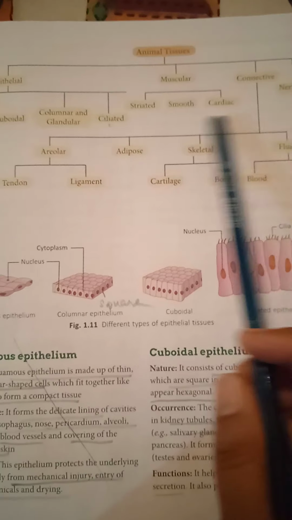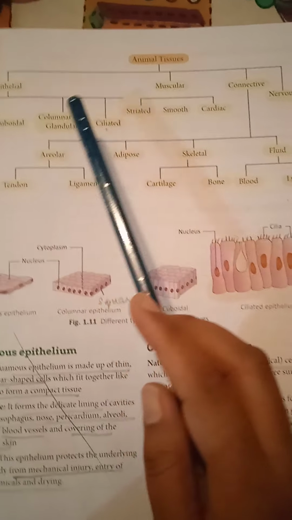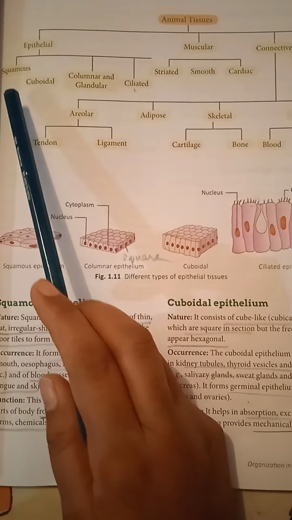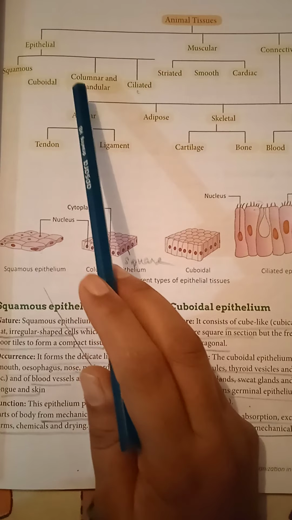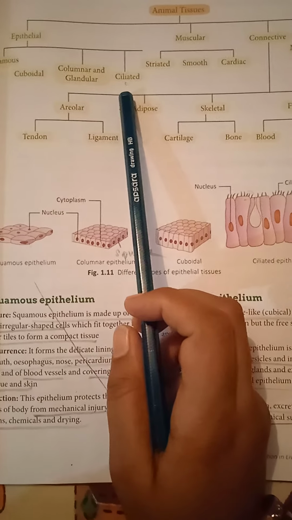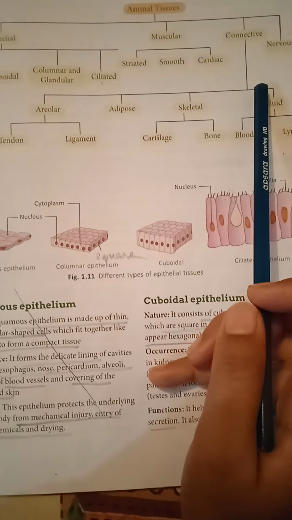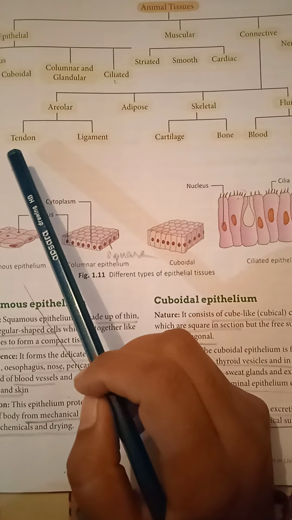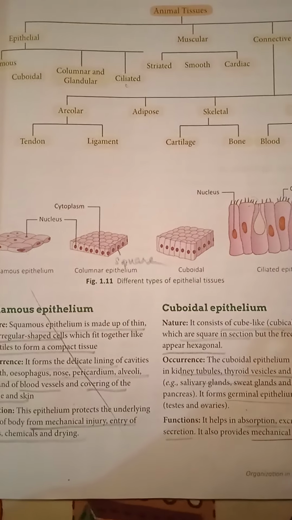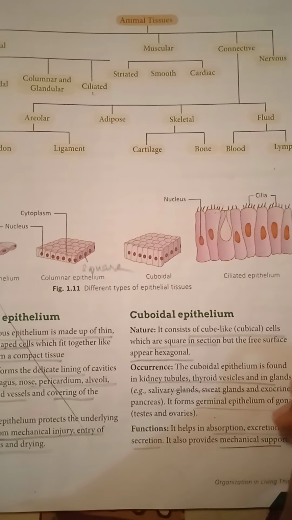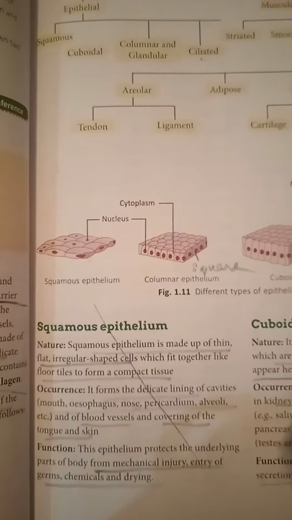As you can see here, the classification index has been given: epithelial tissues, muscular tissues, connective tissues, nervous tissues. Epithelial tissue is divided into squamous, cuboidal, columnar, glandular, and ciliated. Muscular tissue is divided into striated, smooth, and cardiac. Connective tissue is divided into areolar, tendon, ligament, adipose, skeletal, cartilage, bone, fluid, blood, and lymph, and then there is nervous tissue. So first of all we are going to deal with squamous epithelia.